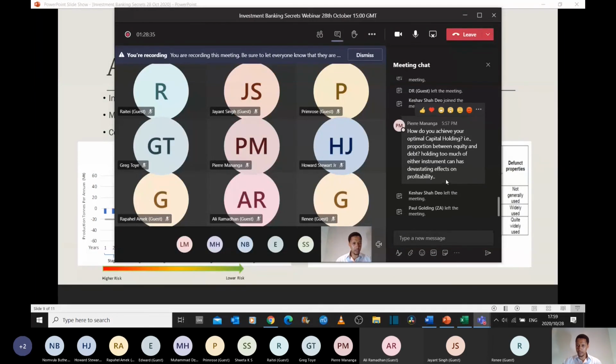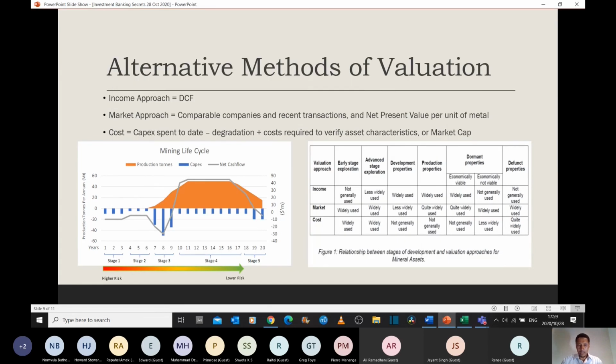How do you achieve your optimal capital holding, i.e. the proportion between equity and debt? Holding too much of either instrument has devastating effects on profitability. Oh, very good question. Okay, wow. Optimal, define optimal. If you are a mining startup, it's optimal that you have zero debt, my friend. So define what optimal is.